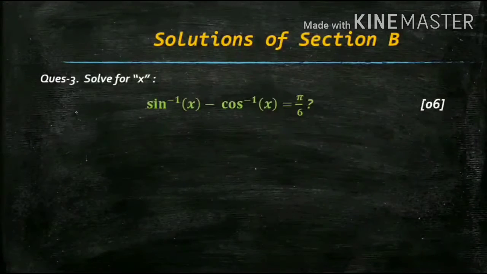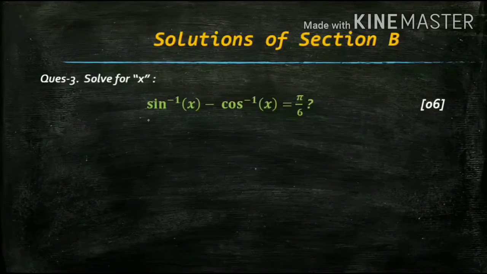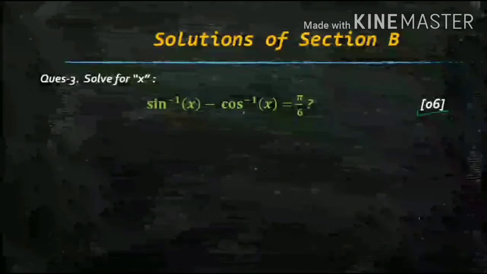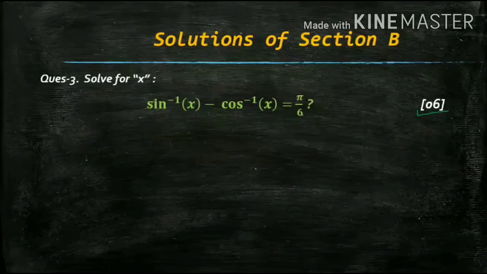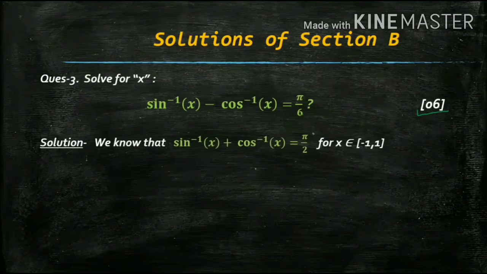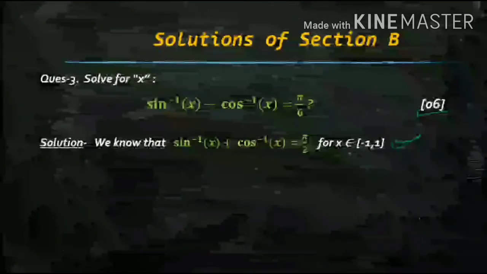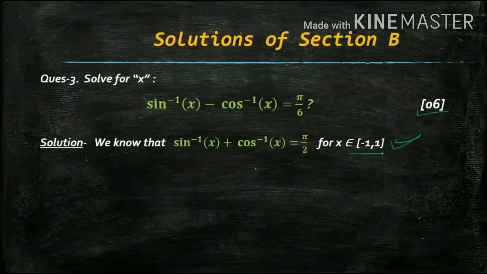The third question you have to solve for x. Now this is a very easy question, I must say, and it actually should not be of 6 marks, but I just gave it to you for your practice only. You have to find the value of x when sin inverse x minus cos inverse x is pi by 6. If you know the property, you can directly do this question. Many times I have told you this property, that sin inverse x plus cos inverse x equals pi by 2 when x belongs to the closed interval minus 1, 1. This domain is extremely important.